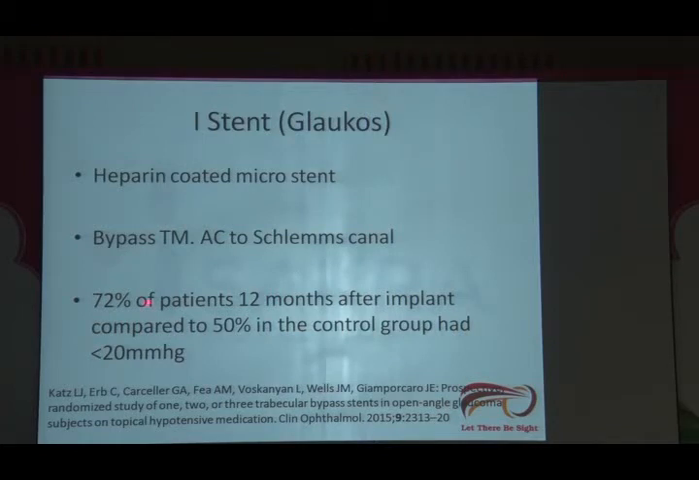The results here showed that 72% of patients 12 months after the implant, compared to 50% in the control group, had 20 millimeters of mercury. Mind you, these are not very straightforward studies. If you see the results, you would know that it is not a direct head-to-head comparison with the trabeculectomy, for the simple reason that none of these devices match up to the trabeculectomy as of today. Maybe in future, but not as of today.